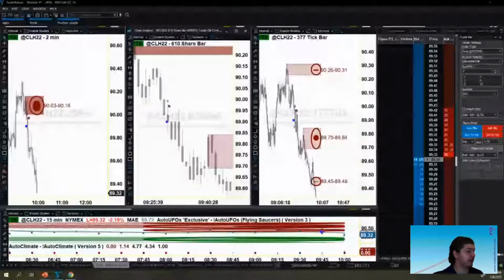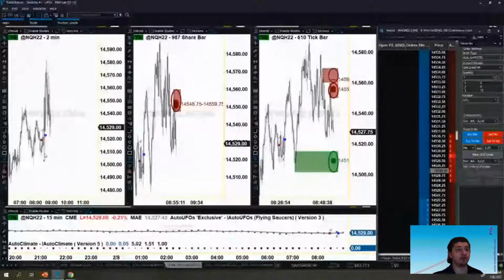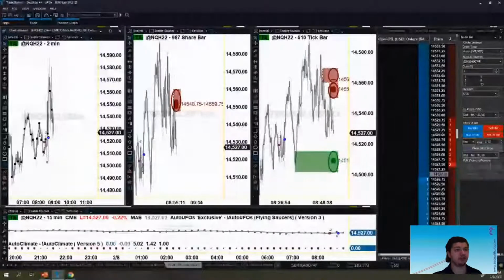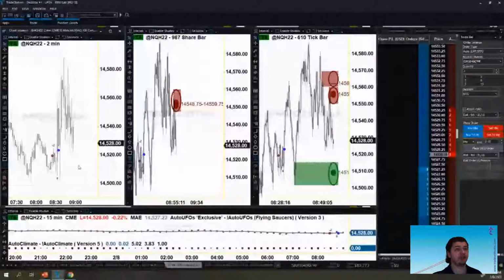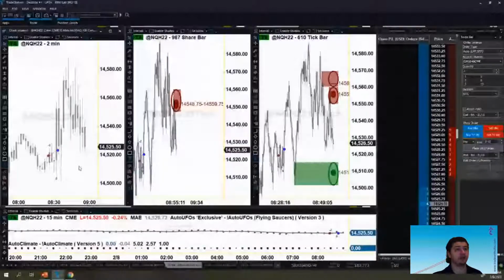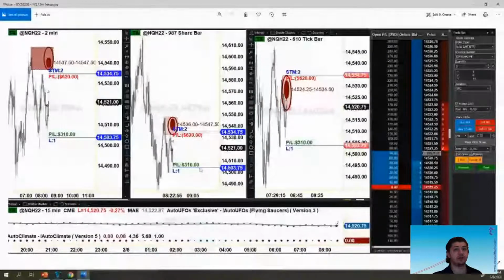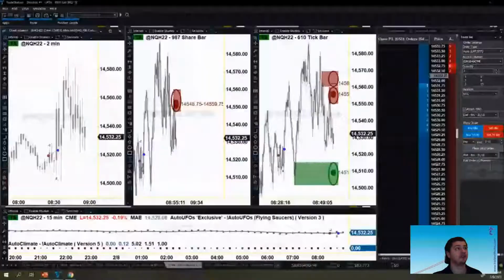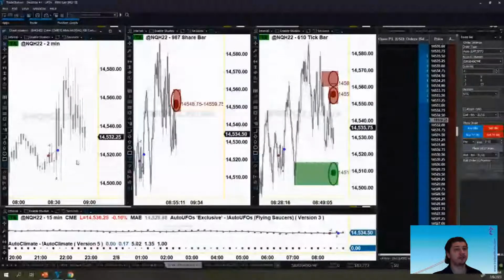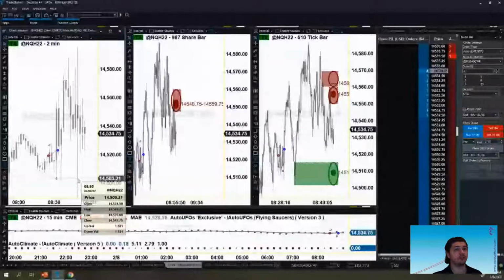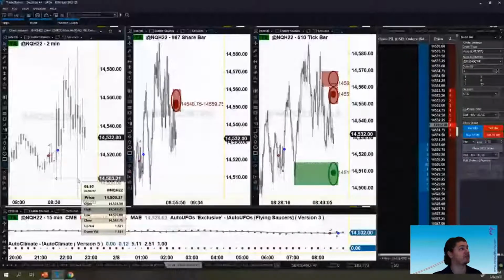The NQ, I could count it as a small winner because it definitely went in our favor before it made that giant move up, right? So we were up quite a few hundred dollars here. Didn't quite get to our T1, or did it actually? Let me just double check. I think it did touch our T1. 14,503.75. 14,503 on this collapse down. 14,500. Yep.